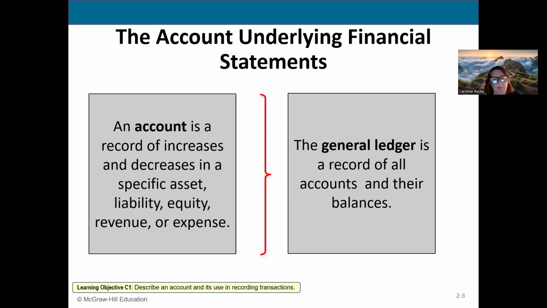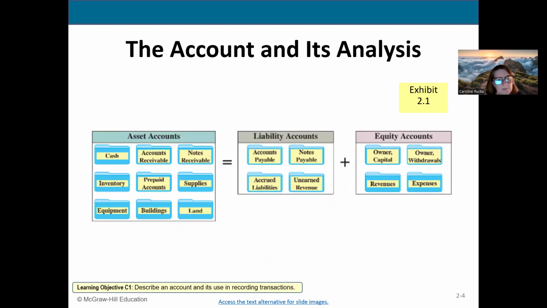Okay, so a little more vocabulary for you guys. An account is a record of increases and decreases in a specific asset, liability, equity, revenue, or expense. Okay. And then the general ledger is a record of all the accounts and their balances. So here, words in pictures. Okay. This is just showing you what the different accounts look like.